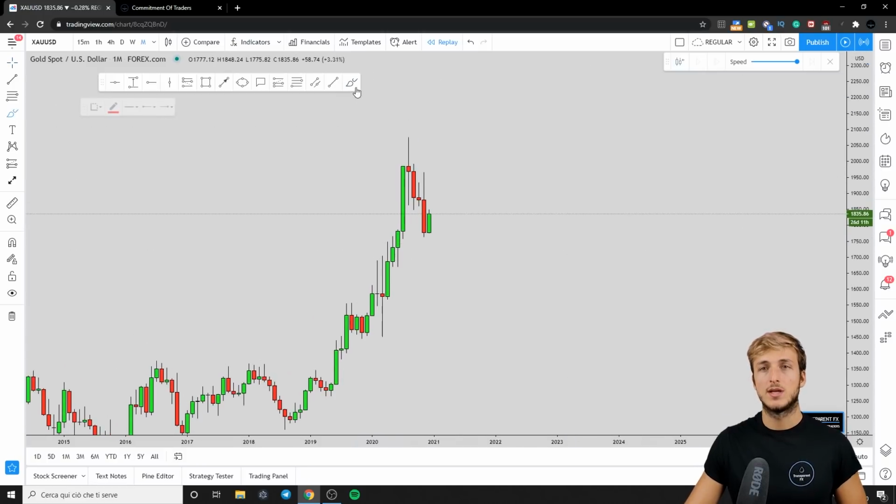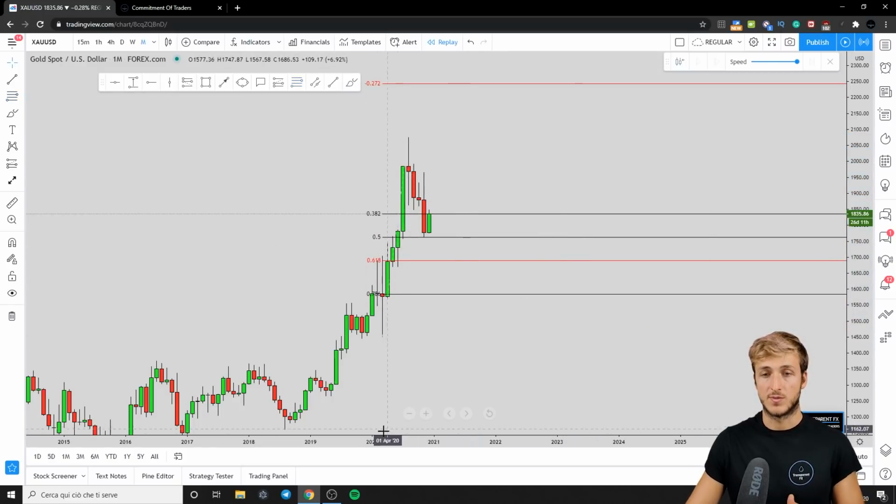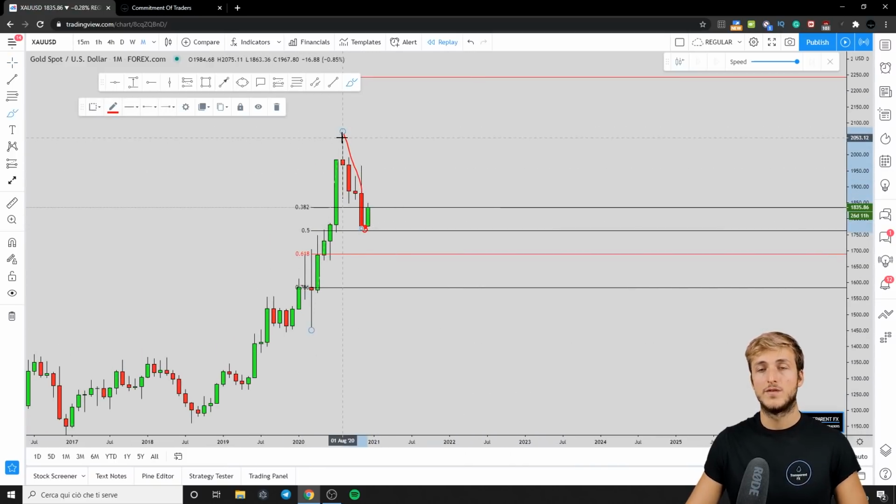Now, on the monthly, we consider the market has just provided a very nice impulse and correction. Now, after an impulse, if you want to measure the correction, what you have to do is take your Fibonacci from the low to the high of the impulse. And what we can see is that the market has provided a nice retracement all the way down to the 50% of the Fibonacci taken on the impulse.